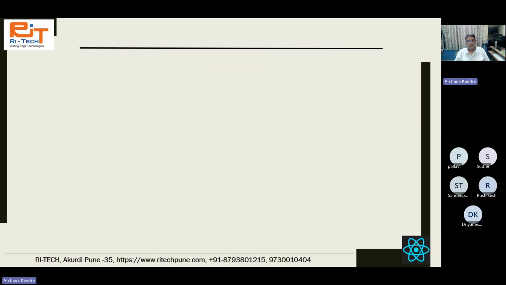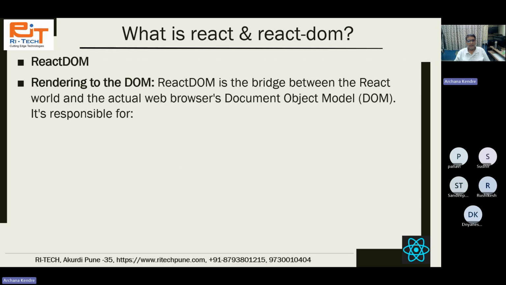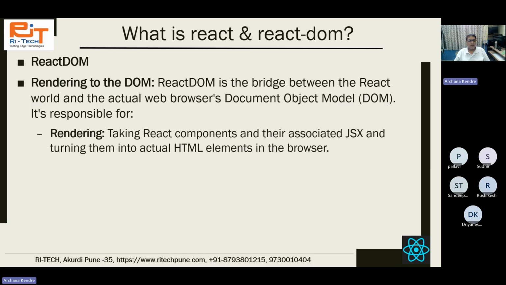So React is a core library, whereas React DOM is, we can say, an engine responsible for rendering the React component to the browser DOM. React DOM is the bridge between the React world and the actual web browser's document object model, the DOM. So what is the responsibility of React DOM? Rendering.